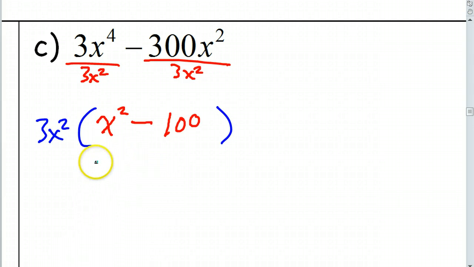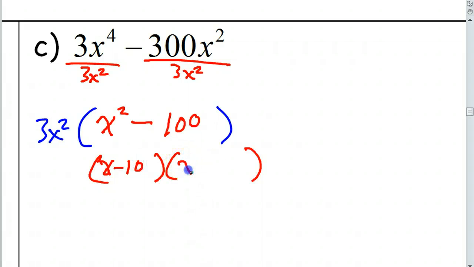I keep going, don't I? How do I keep going, Mackenzie? Is it x minus 10, x plus 10? Isn't it x minus 10, x plus 10, Mackenzie said. And she's right, because that is the difference of 2 squares, so you must keep going.